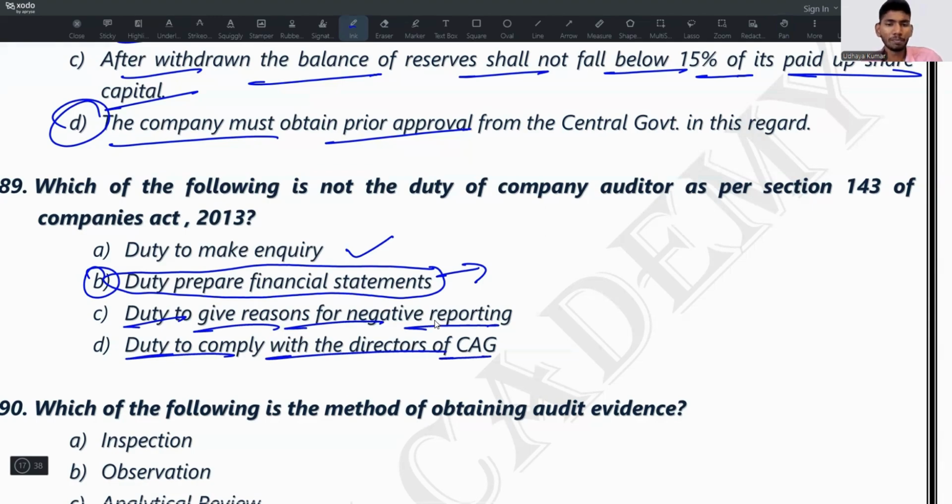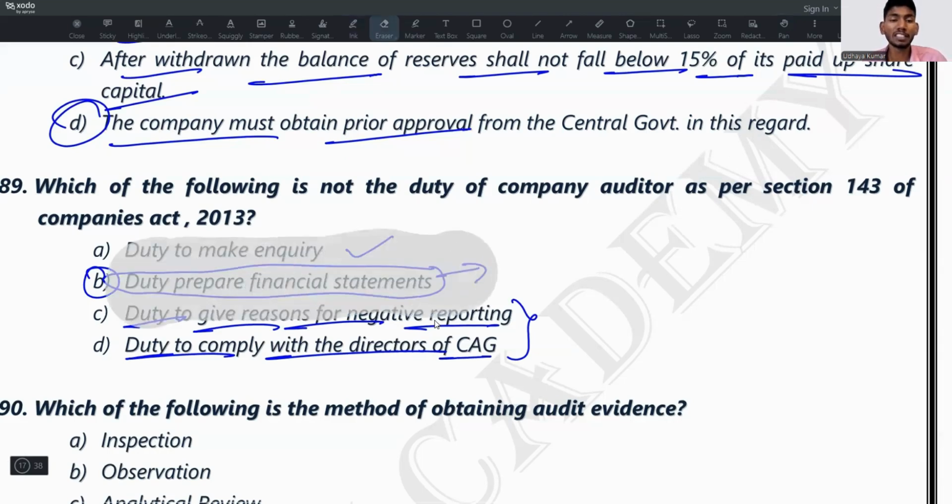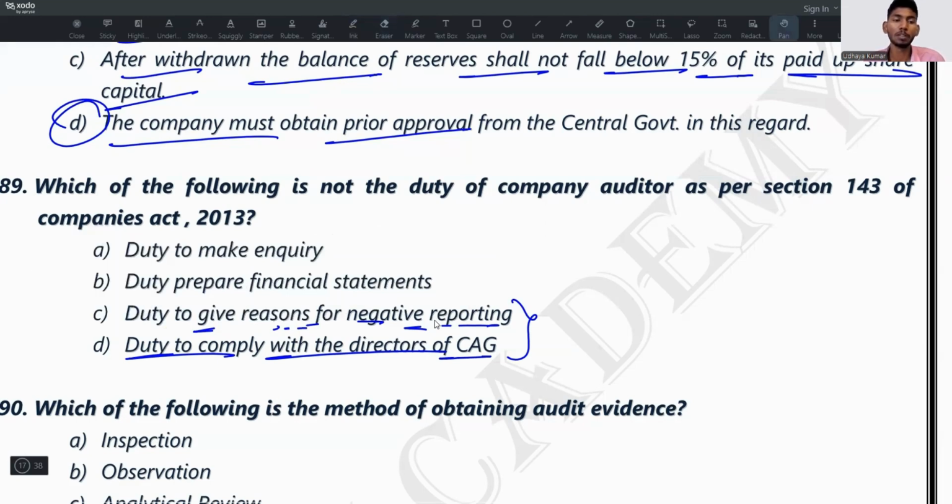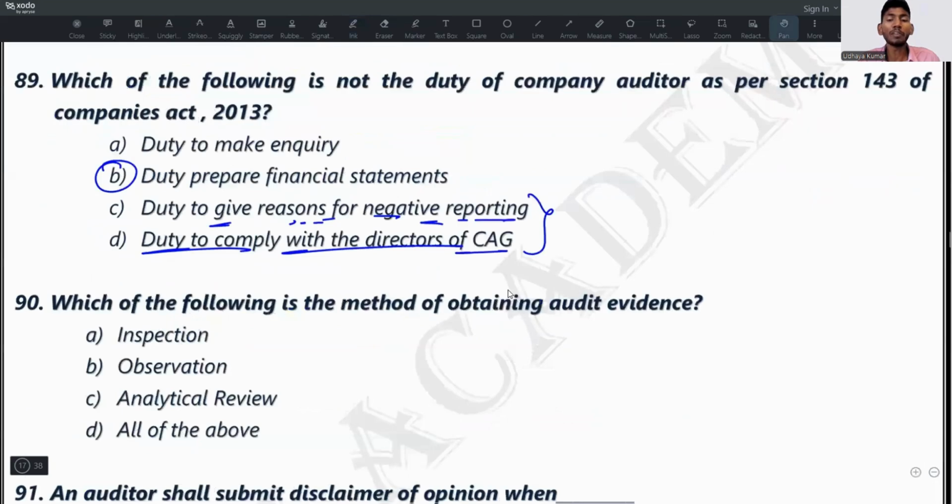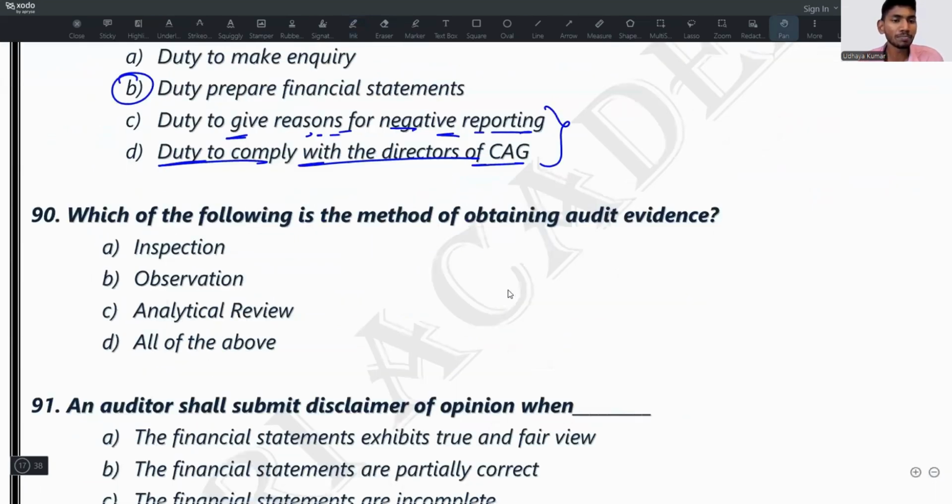It is a duty. These three are duties of a company auditor. But when it comes to the duty of preparing the financial statement, it is done by whom? Management. So it is not the duty of the auditor. Okay, moving to question number 19, which of the following is the method of obtaining audit evidence?